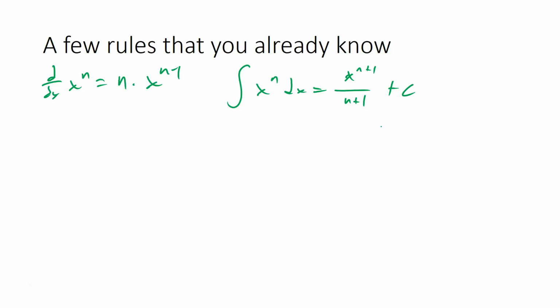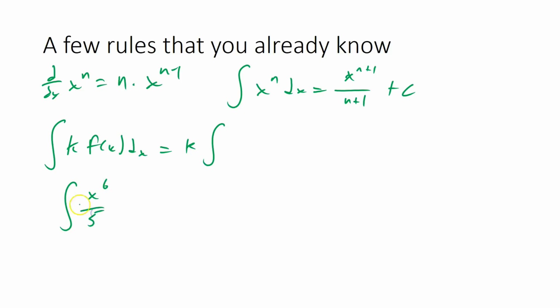Some other stuff that can be handy. The antiderivative of k times f of x dx, you can just pull the k out, right? We've talked about this before. You can always just pull out a constant. So this is especially useful for fractions. If you have like the antiderivative of x to the 6th over 5, something like that, dx, pull out the 1/5, integrate x to the 6th, and then just worry about the 1/5 later. Okay.